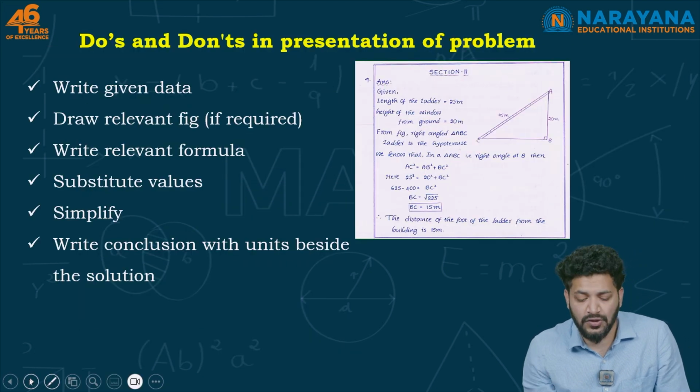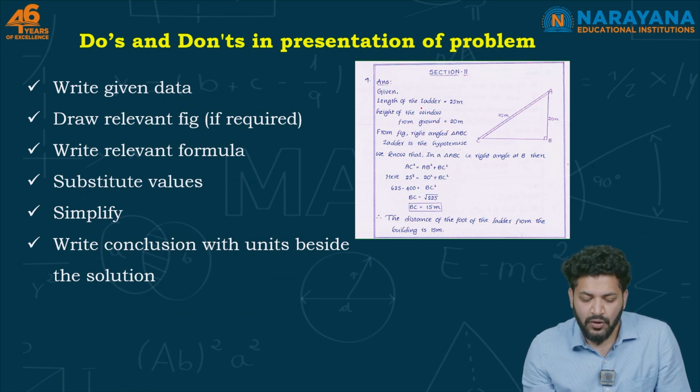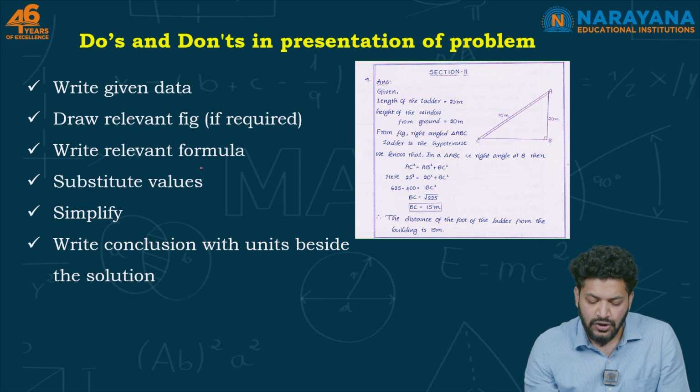So do's and don'ts, it is very important. Here we have the same question. The data we have written, the given information, draw the diagram, and write the relevant formula. We have already discussed this. Substituting the values, then we have simplified, and then we have written the conclusion with the unit. This you have to do, children.